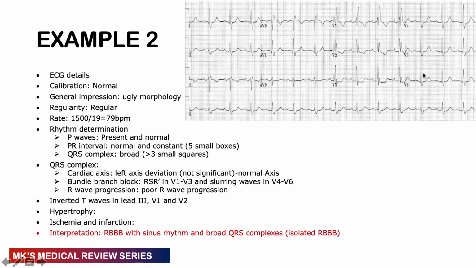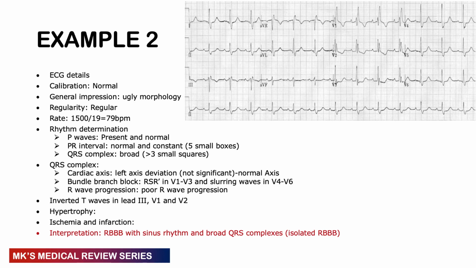We can also see that there are some symmetrical T waves. Remember, if we see any symmetrical T waves, that's usually a problem. We can also see some inversion of the T waves in lead V1, V2. We can also see inversion of the T waves in lead 3. So you can see that there's inversion of T waves in lead 3 here. I'm not going to comment on hypertrophy or ischemia or infarction yet because we haven't yet done those concepts.